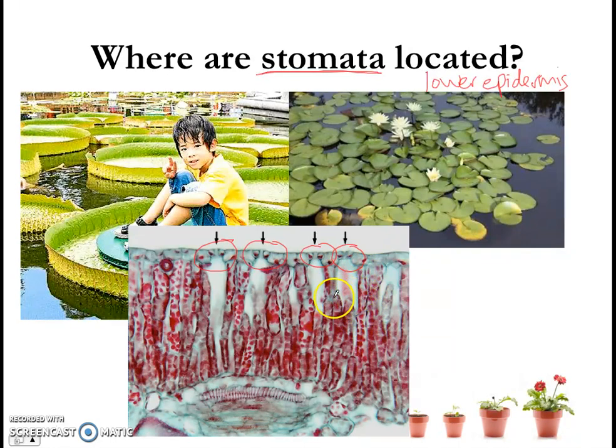Now, why doesn't the water lily have stomata on the lower epidermis? I think it's quite obvious. It wouldn't be able to exchange gases with the environment through the lower epidermis because the lower epidermis is in contact with water. So again, this simple example helps you see that in science, we don't always have a very fixed answer. Yes, we have general answers. Plants generally have stomata on their lower epidermis, but there will always be exceptions.